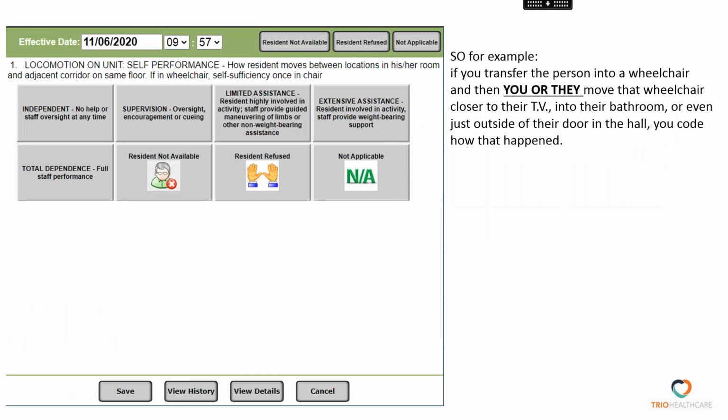So for example, if you transfer the person into a wheelchair and then you or they move that wheelchair closer to their TV, into their bathroom, or even just outside of their door in the hall, you code how that happened when you're looking at locomotion on unit.